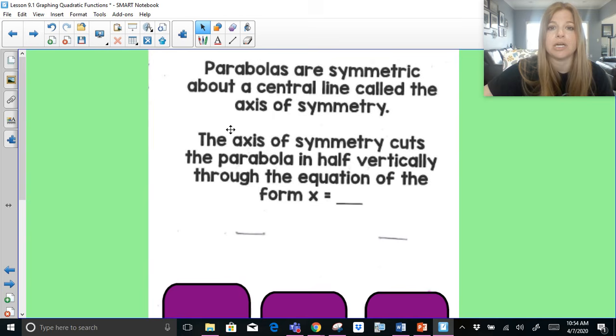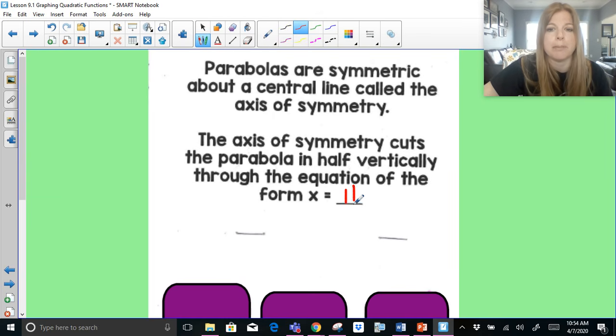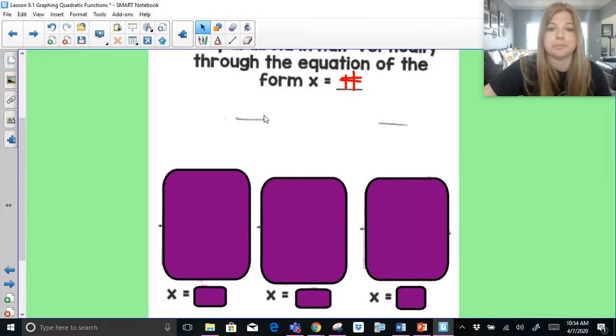The next thing I need you to know is that parabolas are symmetric about a central line called the axis of symmetry. There's a line that cuts right down the middle of any parabola. Whether it's an upward-facing parabola or a downward-facing parabola, there's still a line called the axis of symmetry that cuts the parabola right in half. And it's always in the form of an equation, x equals some number. We're going to do some practice problems right now.